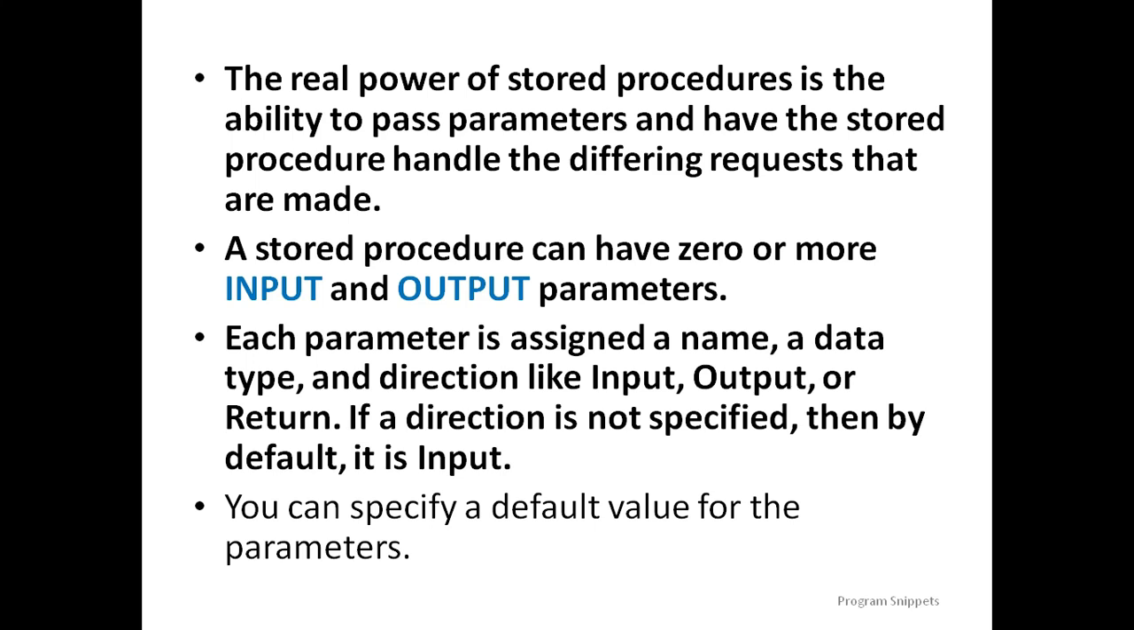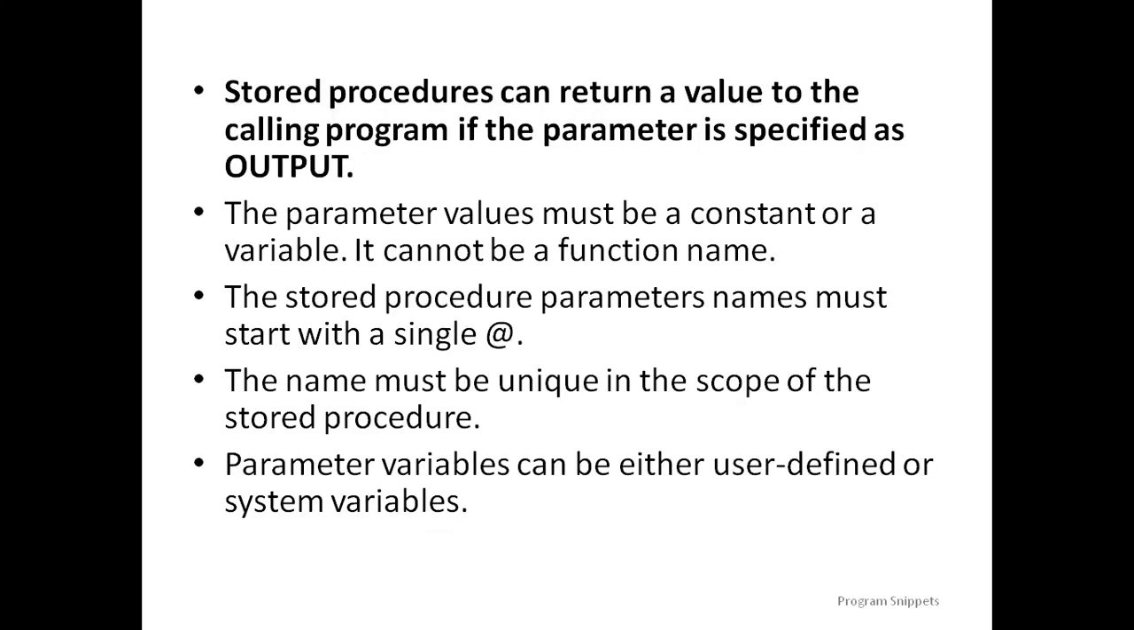Each parameter is assigned a name, a data type, and a direction like input, output or return. If a direction is not specified, then by default it is input. You can specify a default value for the parameters. Stored procedures can return a value to the calling program if the parameter is specified as output.